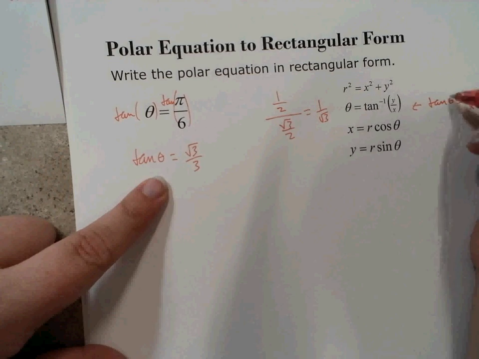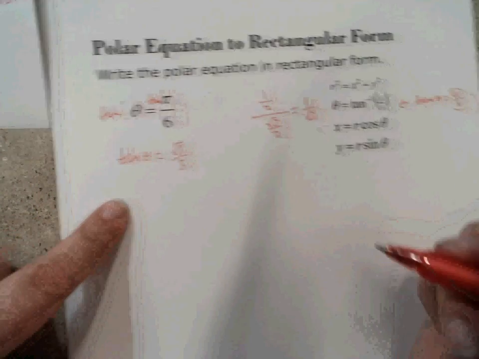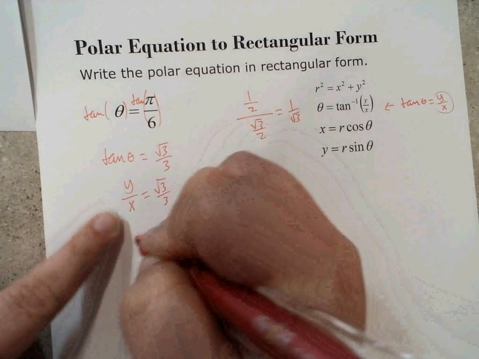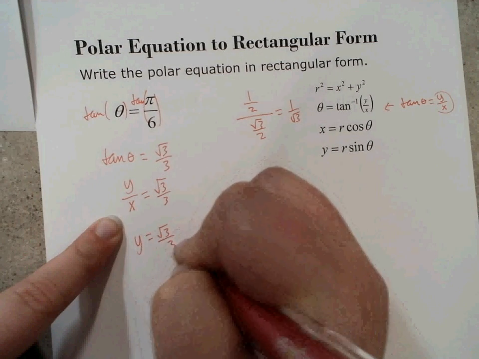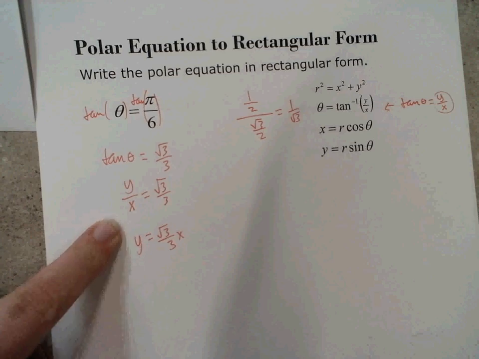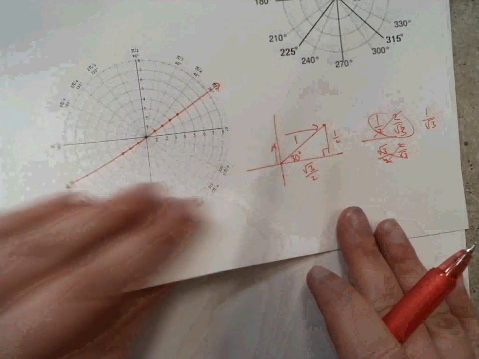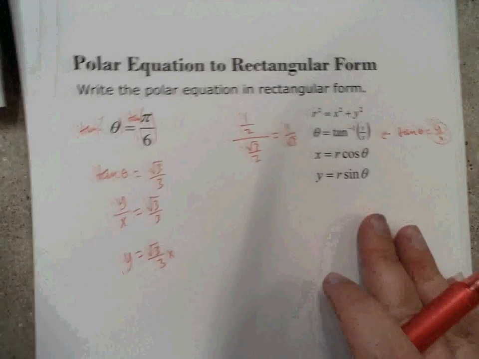Cool. Okay, still not in terms of x's and y's, but I do know that tangent of theta equals y over x. Yeah? So y over x equals square root of 3 over 3, which means y equals square root of 3 over 3 x. And there's your equation that matches that function.